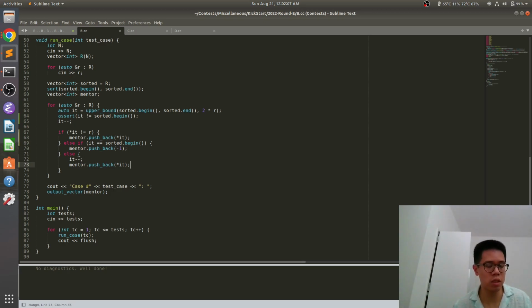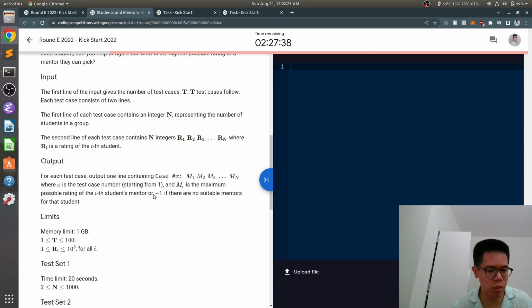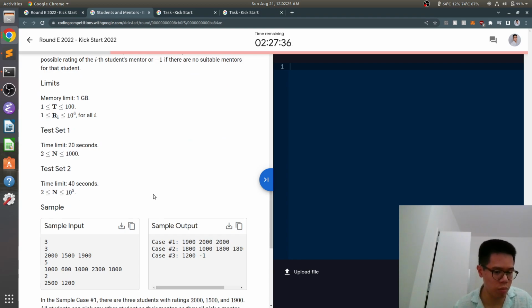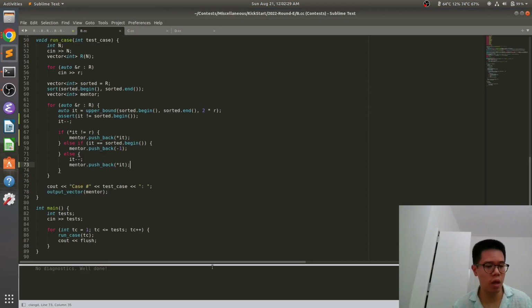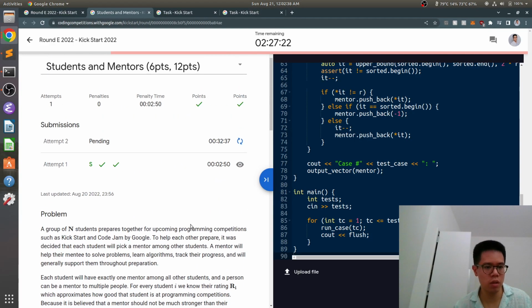Because the idea is, if r is the biggest number that is at most 2 times r, but there's another number right before that, we can pick that number. And this is a bit weird because we're having a mentor who is lower than us, but that should be fine, according to the problem's definition. In particular, 2000 picks 1900 as their mentor. So now when we set it up this way, this just runs in n log n time, so this is very efficient. And we can also just submit this, just for the heck of it.